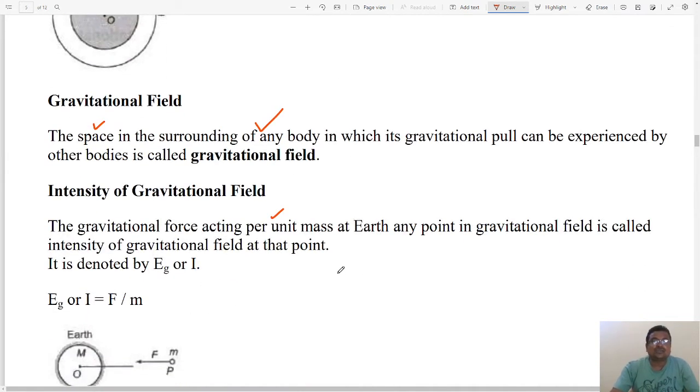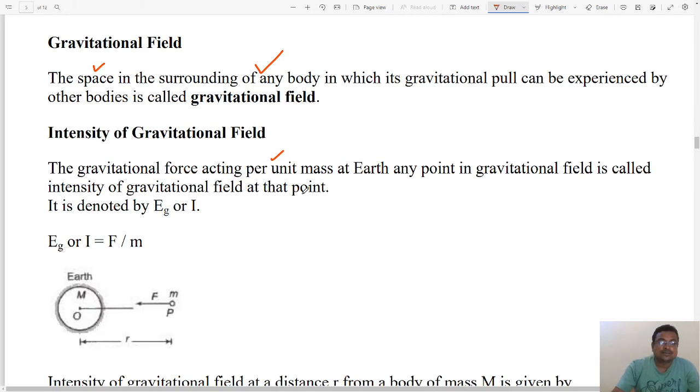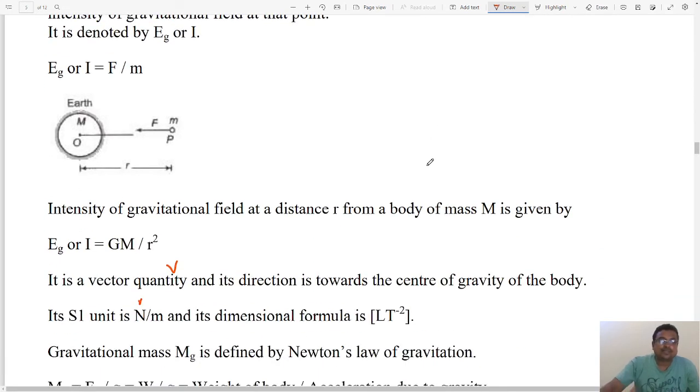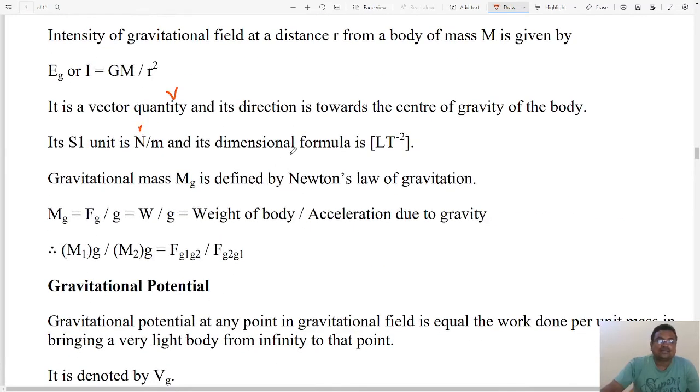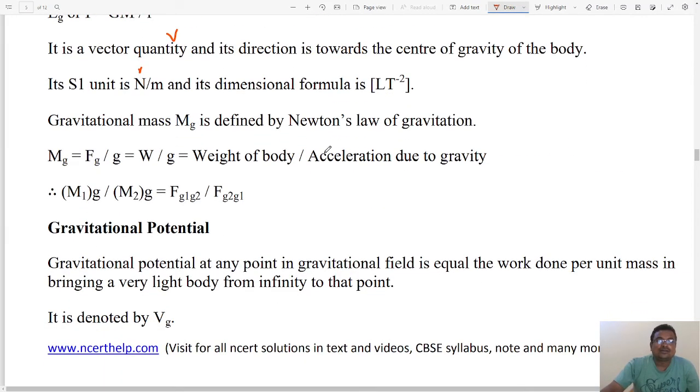Gravitational field is the area surrounding the object in which gravitational pull can be experienced. Intensity of gravitational field: the gravitational force acting per unit mass at any point is called the gravitational field intensity. That is represented by GM by R square. That is the dimensional formula, and gravitational mass is defined by Newton's law of gravitation.